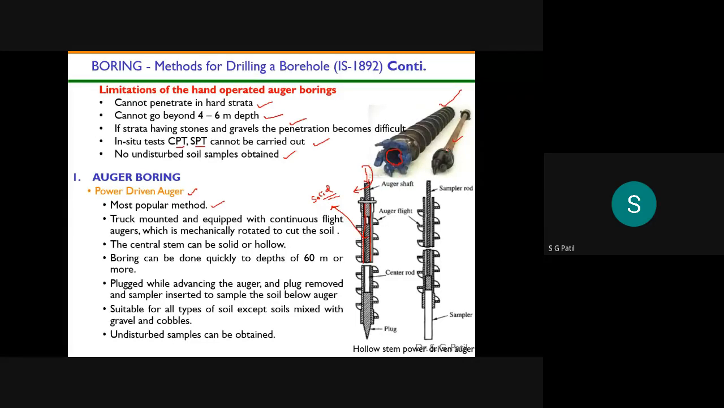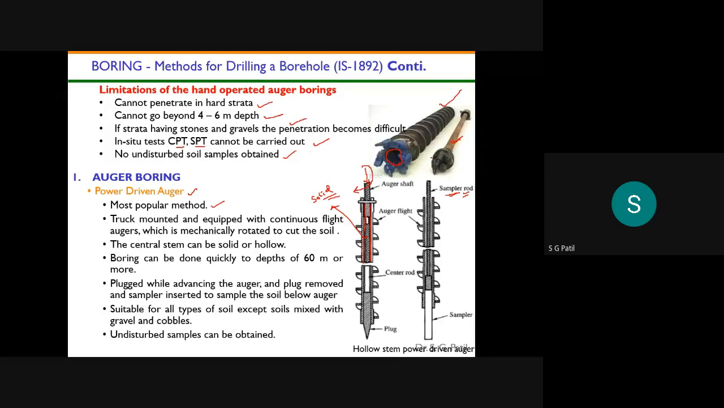Then what will happen? We will remove this central portion, and inside this hollow portion we will insert the sampler, and then collect the soil samples from the ground. Understood the mechanism of this power-driven auger?